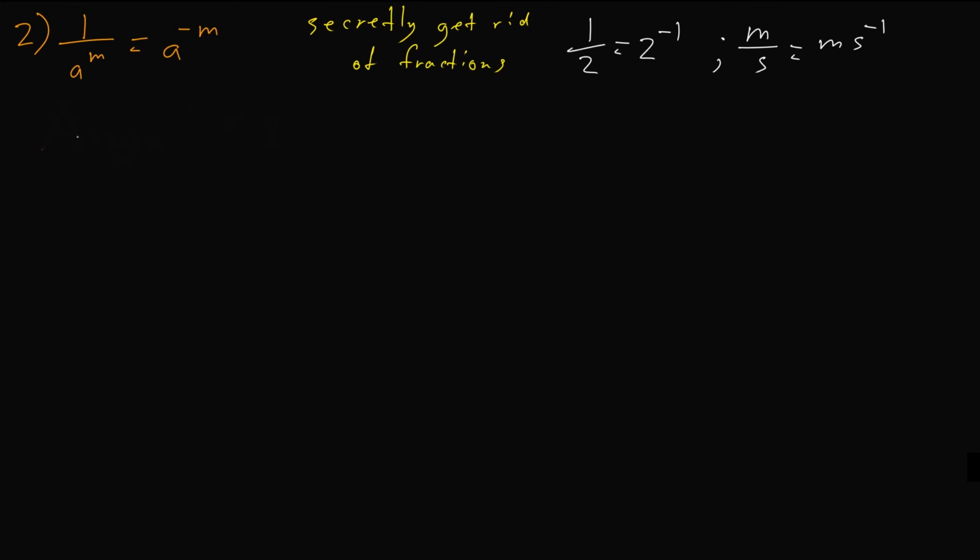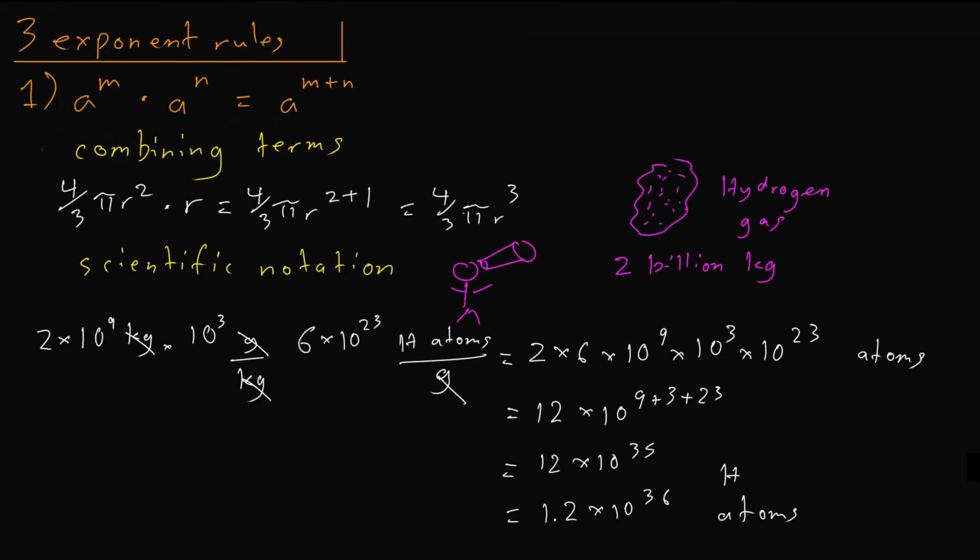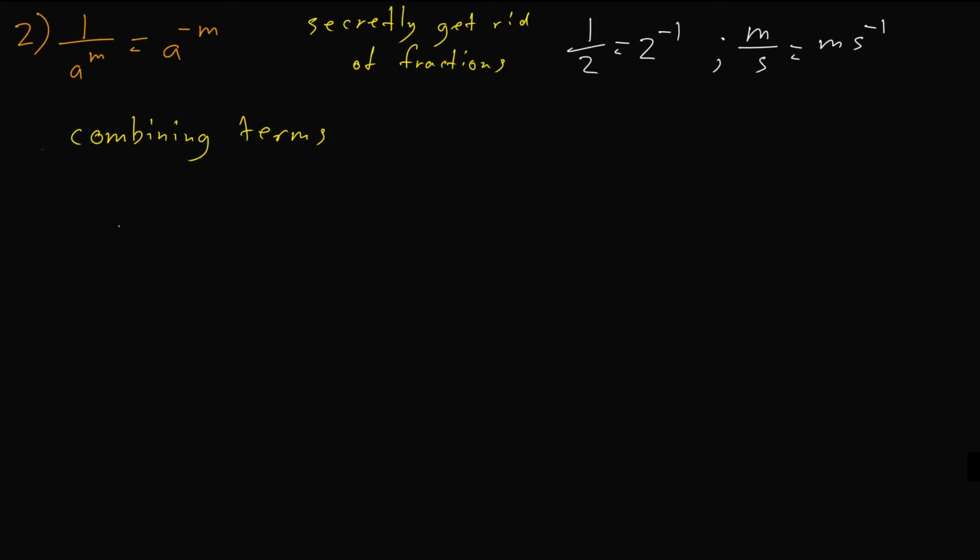Just like before, we can use this rule when combining terms, right? So just like we were combining terms here, we can also use this rule to combine terms. Let's put a quick example here. We'll use the same kind of numbers we had before. So 4/3 pi r squared, but this time it's all divided by r, okay? Let's rewrite this as 4/3 pi r squared times r to the -1, right?